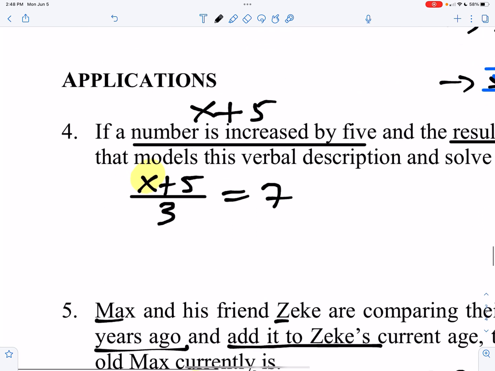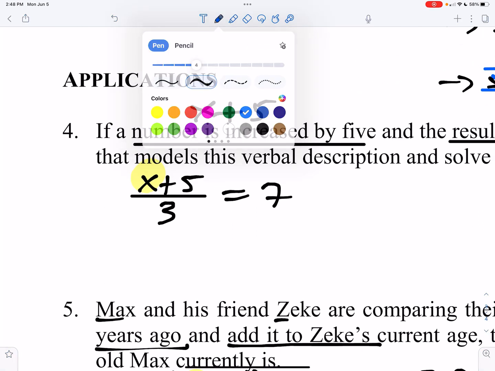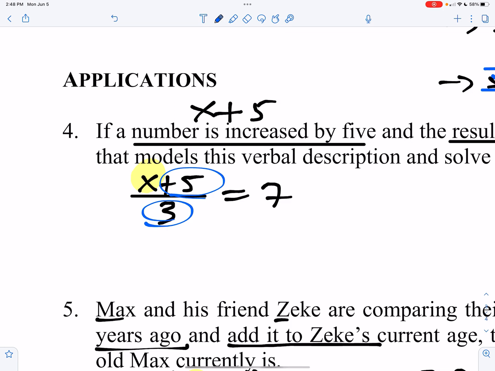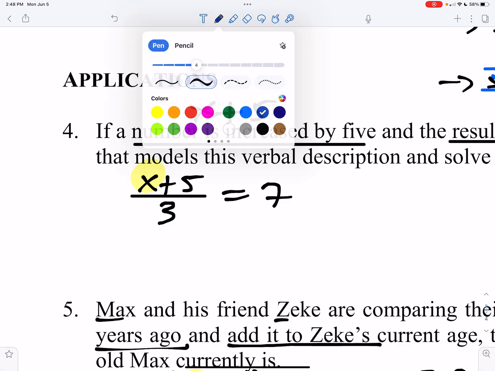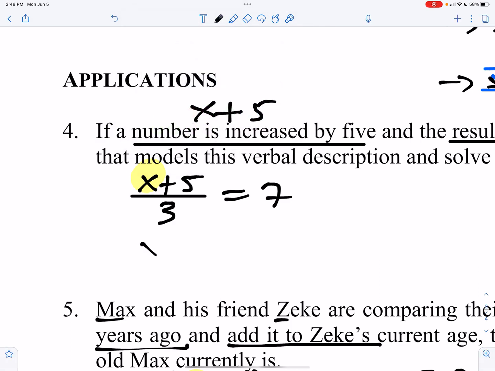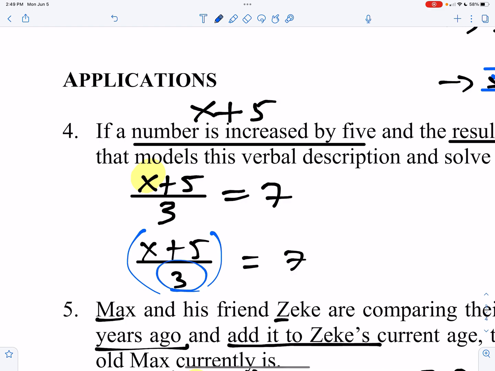So if I see this here, I need to get rid of the 3 and the 5. Well, the result is being divided by 3, so let's actually start there. I'm going to take this, just recopy it down real quick. And I'm going to start this by multiplying, because I see divide by 3, so I'm going to start by multiplying both sides by 3.